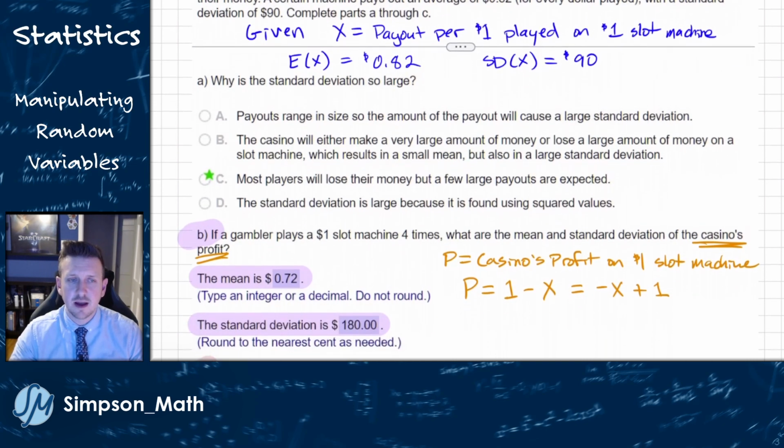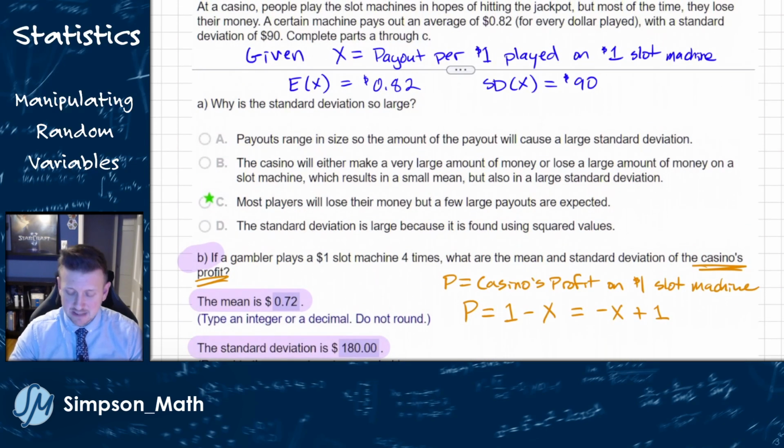All right, so if a gambler plays a $1 slot machine 4 times, what's the mean and standard deviation of the casino's profit? Oh, they kind of played a little switcheroo on here. They're not finding the mean and standard deviation of the expected payout, but we want to know the casino's profit. So I'm going to redefine a new random variable. I'm going to define a random variable P for profit. So we have our casino's profit on a $1 slot machine.